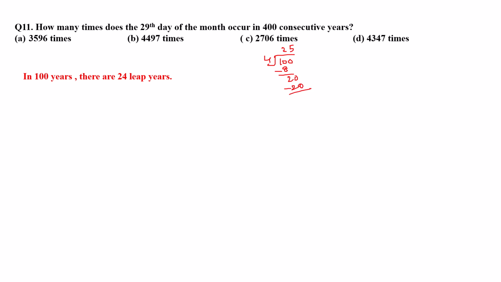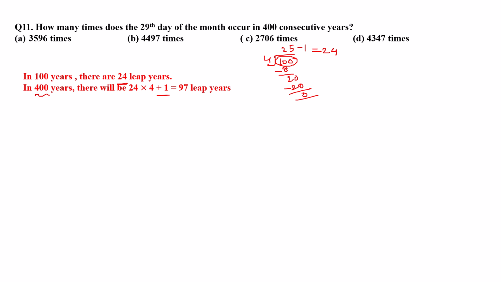So I am getting 25, but 100 is not a leap year. These century years will be a leap year only if they are completely divisible by 400, and 100 is not divisible by 400. So 25 minus 1, because 100 is not included. So there are 24 leap years, isn't it? So if in 100 years there are 24 leap years, in 400 years it will be 24 into 4 plus 1. Why plus 1? Because 400 is a leap year.